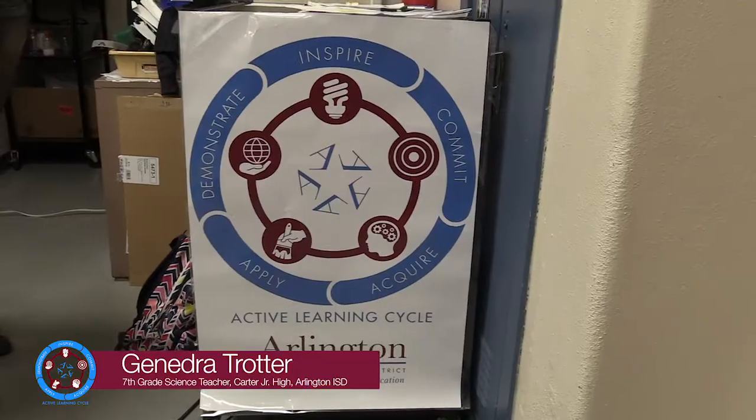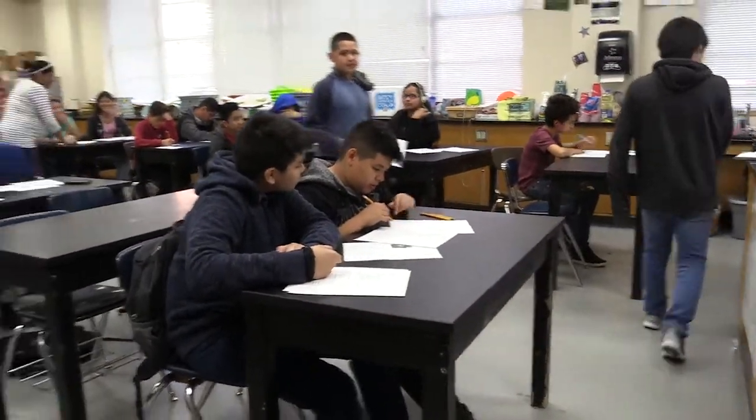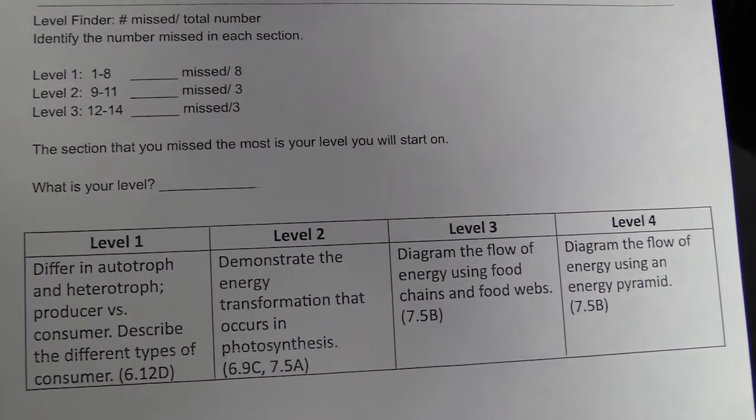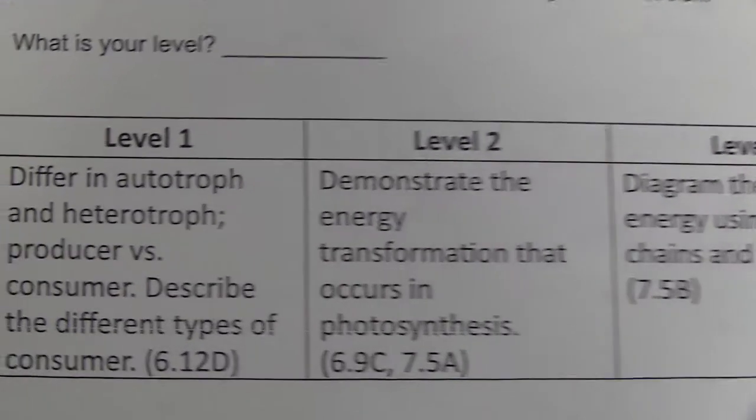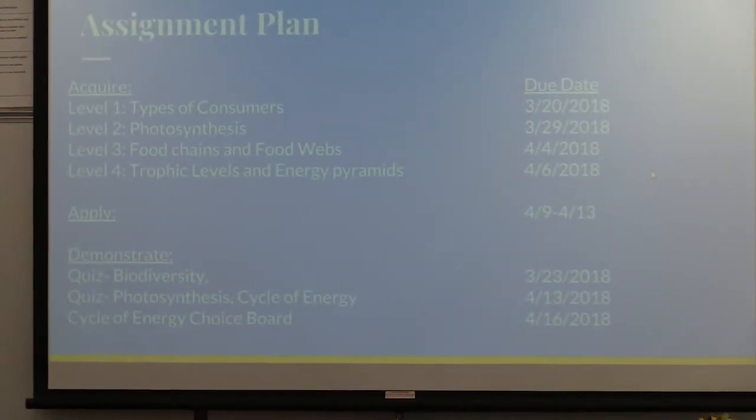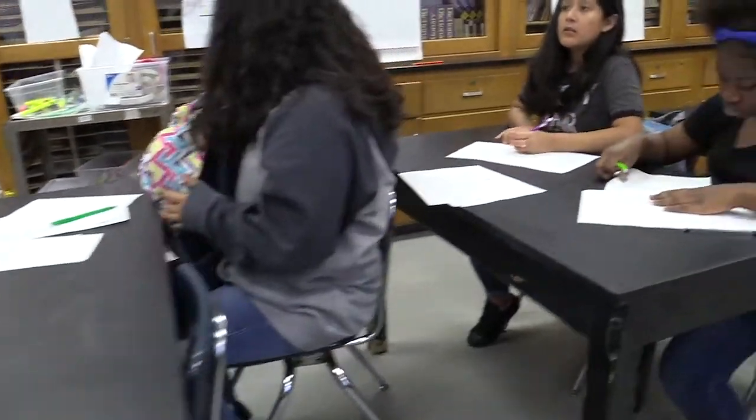We started a new cycle, and they were in the commit phase. So they did a pre-assessment that had 6th grade and 7th grade TEACs on it, just open-ended questions for some 6th grade stuff and 7th grade stuff. And on there they have what I call a level finder, where they just match the number that they miss for each section, and the highest number they miss is where their level's going to start. So if you miss the most in level 2, then you're going to start at level 2. After that, we go over the assignment plan, which we kind of started today, but not totally. So we'll finish tomorrow with going over the assignment plan so they know what they start with, and they have due dates for each level as they progress.